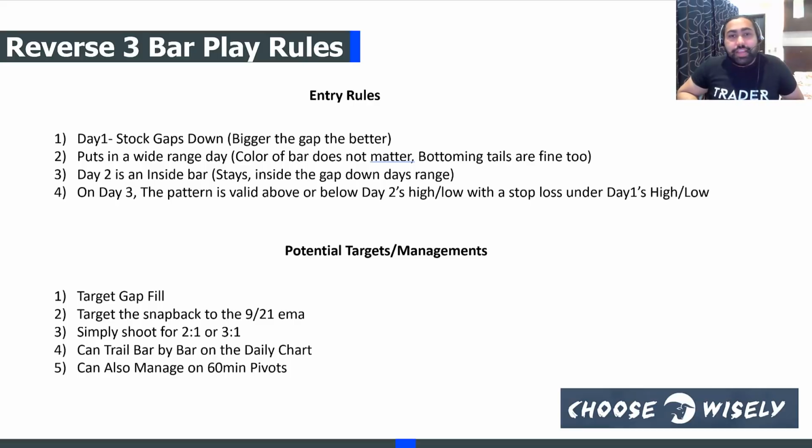The other way is, again, if you know what pivots are, you can manage it on a 60-minute pivot, right? Pivot is basically stock goes up like that, comes down, goes up, so that V low becomes the pivot. Then it does it again. That low becomes the pivot. You can trail it bar by bar.